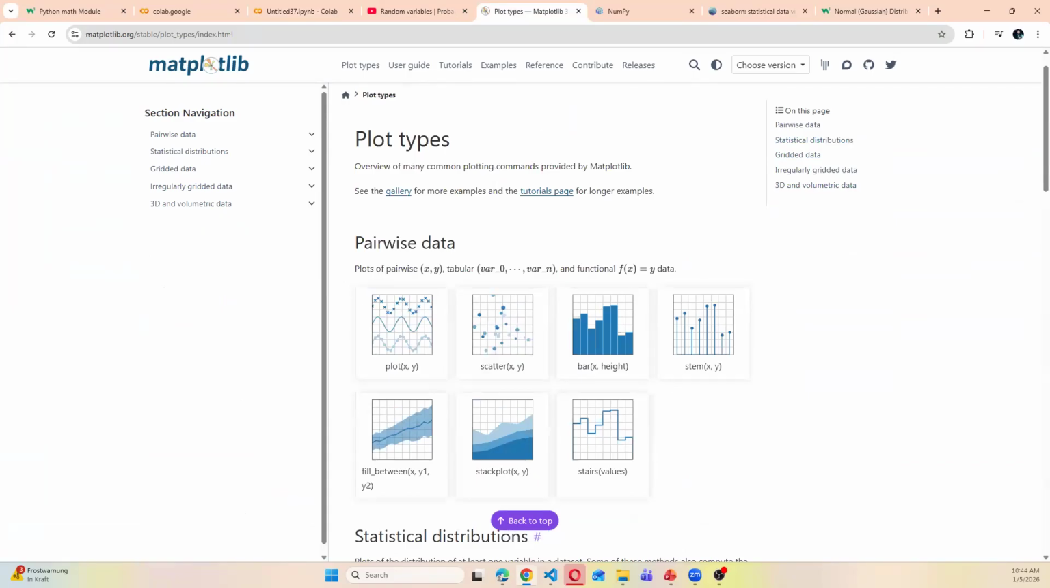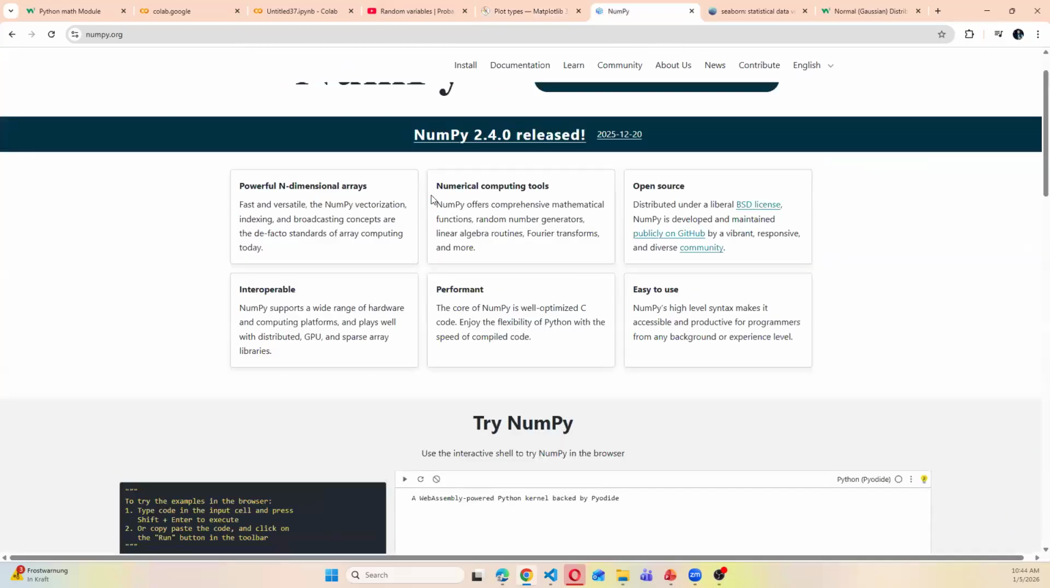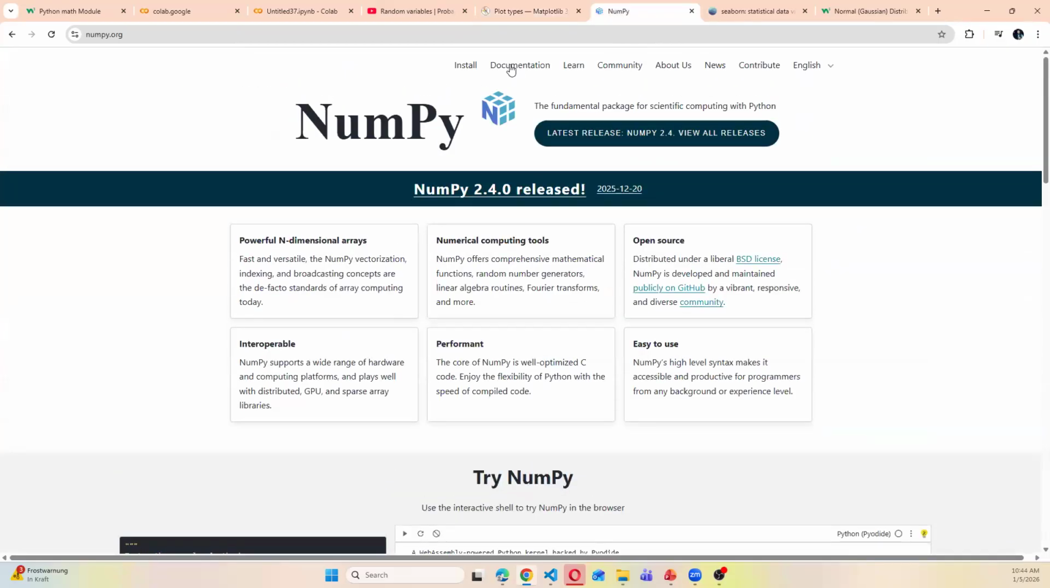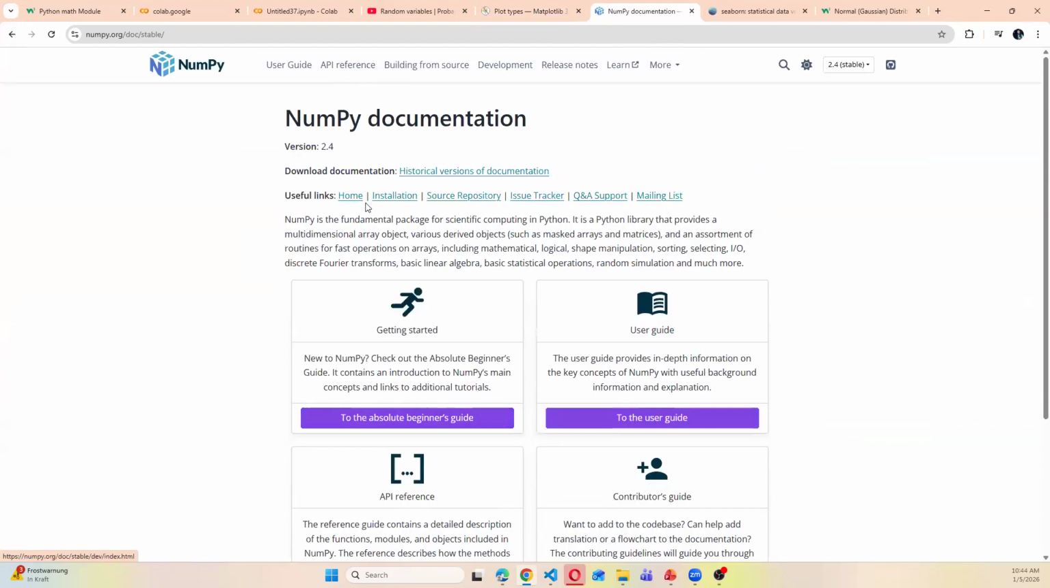Clear? Teacher, which program, which website is useful for writing mathematical formulas? There are plenty of these. NumPy is also a library. Some libraries you can use functions from. You just go there, to the documentation, and you can read the documentation here.